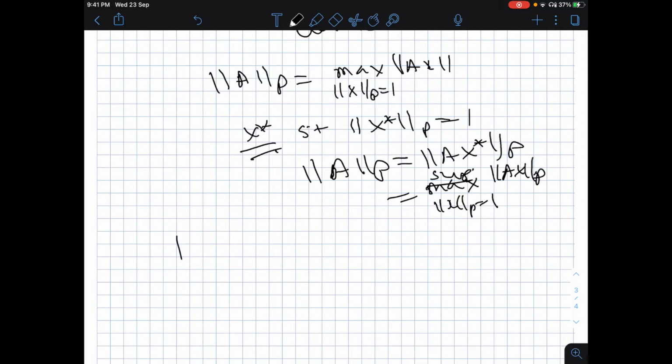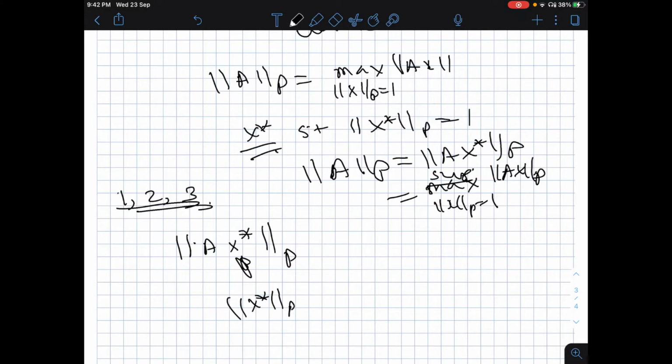Now, to say that it is a norm, we need to check properties 1, 2 and 3 which norms require. First, x star exists and x star is of length 1. Then A x star of p will be greater than 0 if A is not equal to the 0 matrix.